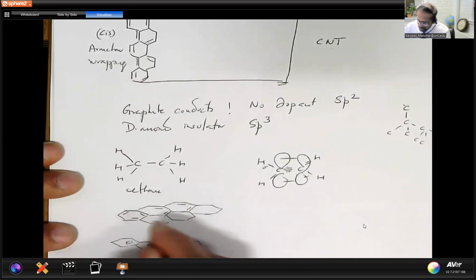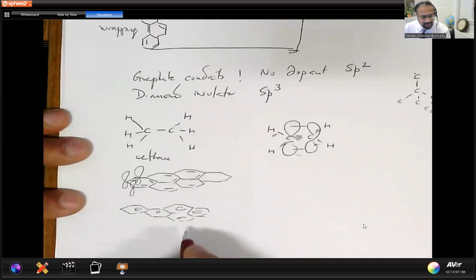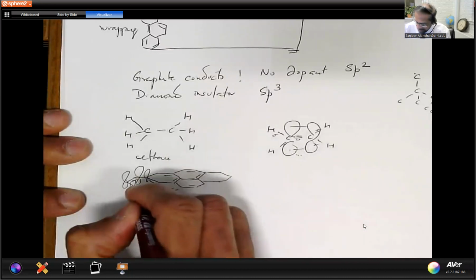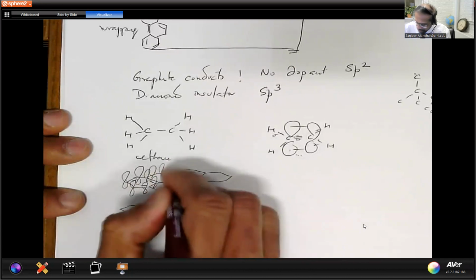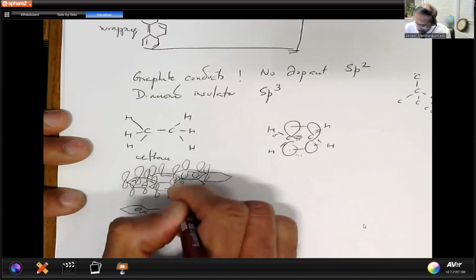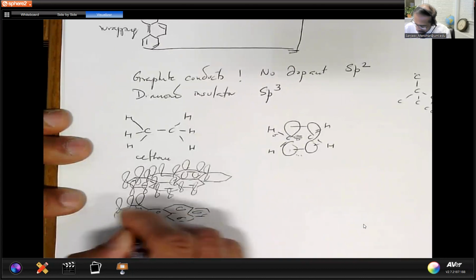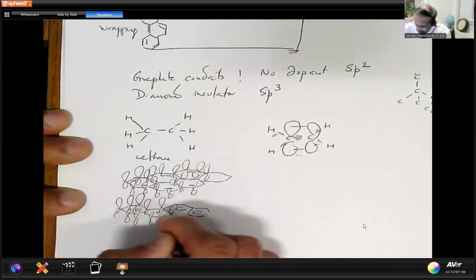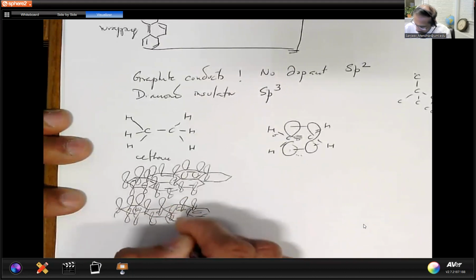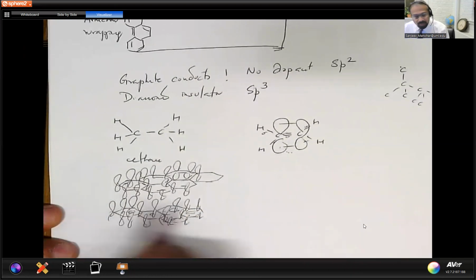So if you look at these bonds, right? How are they connected? These are pi bonds, right? This pi bond over here, this pi bond over here, each of these is a pi bond, right? Goes all the way through. So this one also has pi bonds. Right? So these pi bonds overlap.